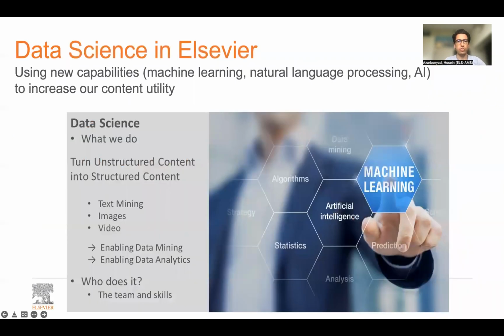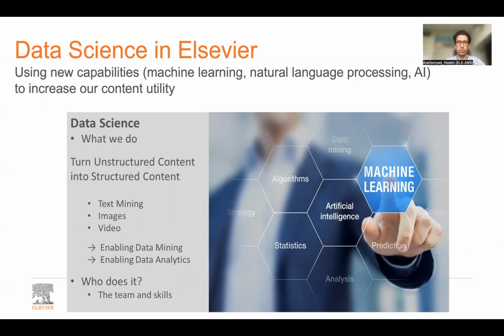But before diving into the details of the project, let me briefly tell you about what we as machine learning scientists or data scientists do in Elsevier. So our goal is to use new capabilities and technologies in the field of machine learning, NLP, and artificial intelligence in general to increase our content utility. So basically, our content are the articles published by Elsevier or are collected by Elsevier.